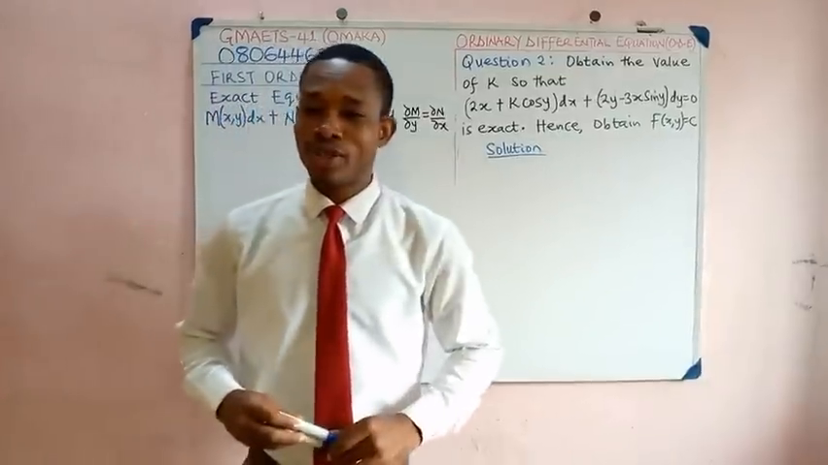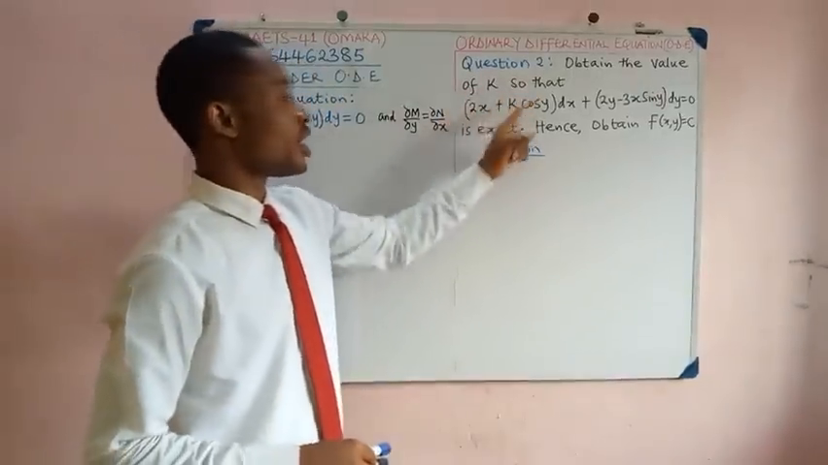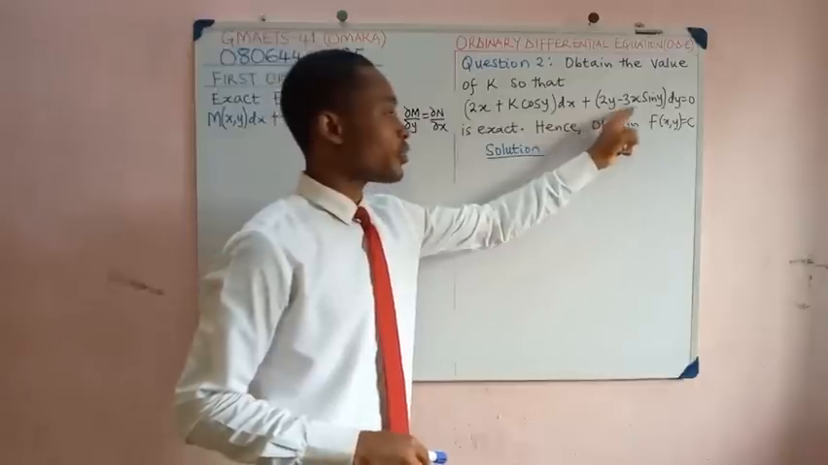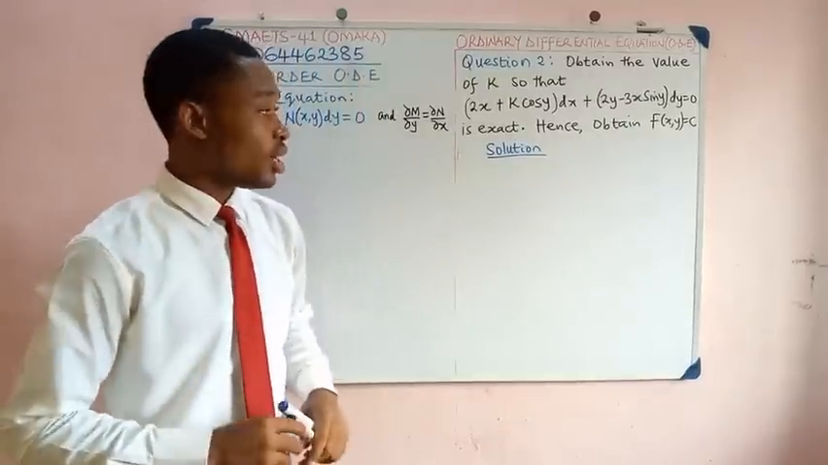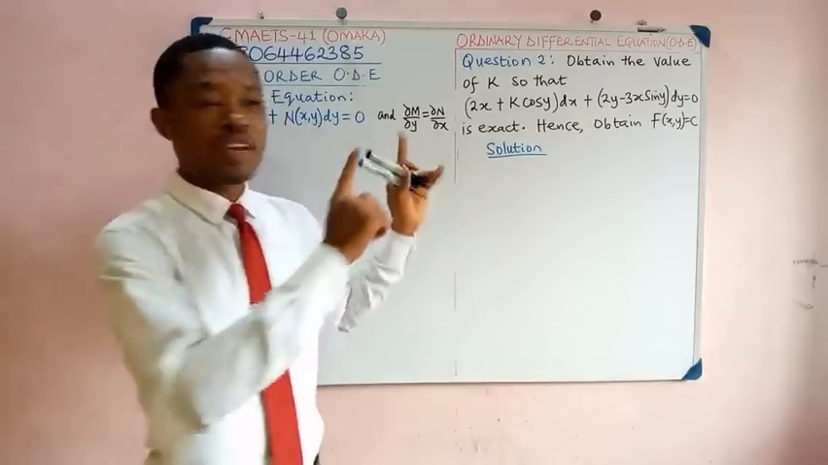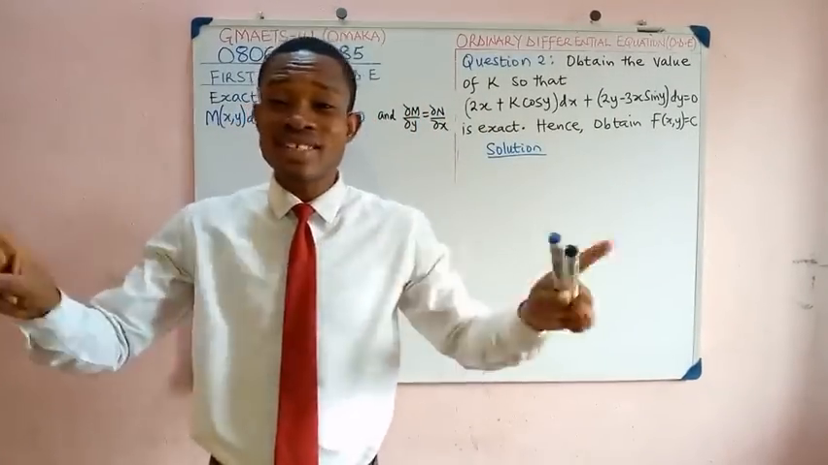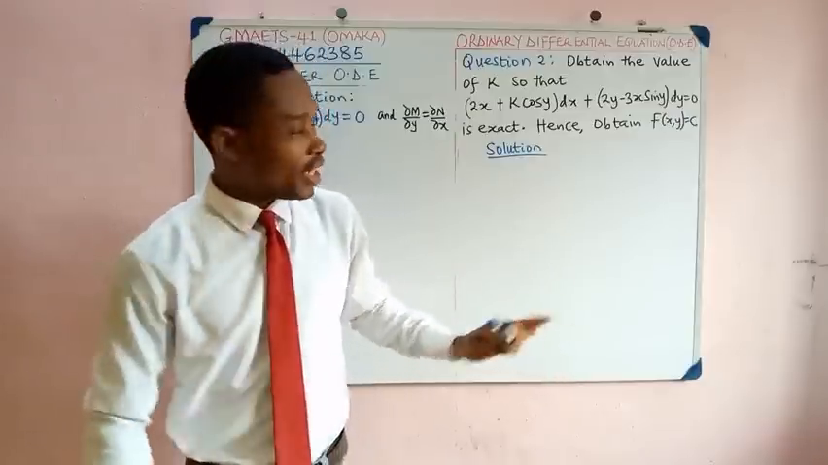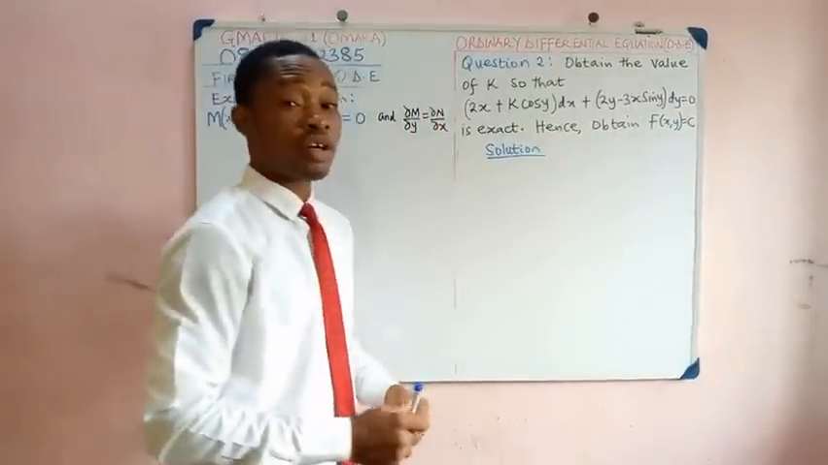Now we want to look at the next question. We are to obtain a value of k so that (2x plus k cos y) dx plus (2y minus 3x sin y) dy equal to 0 is exact. Hence, obtain f of x, y equal to c. So we're going to get the value of k here to make this equation an exact equation. If it is not that value, then this equation would not be exact. Then proceed to solve what you get. Solve it and obtain the general solution.